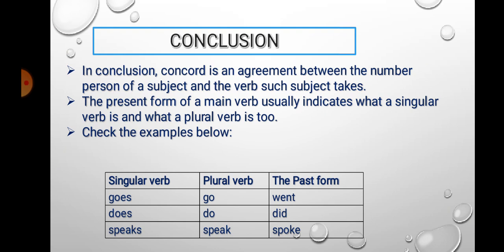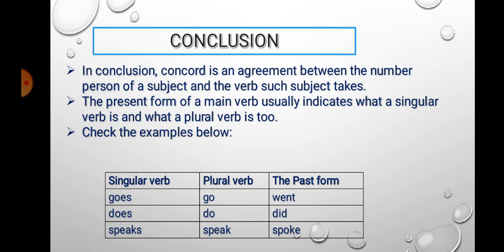Surprise, surprise. Goes is a singular verb, whereas when an s is added to a noun, it makes it plural. The reverse is the case with verbs. When a verb takes or attracts an s, it becomes singular. And when there is no s, this verb becomes a plural verb. So we have goes as a singular verb, go as plural verb, and went the past form. Does, do, and did. Speaks, speak, and spoke.